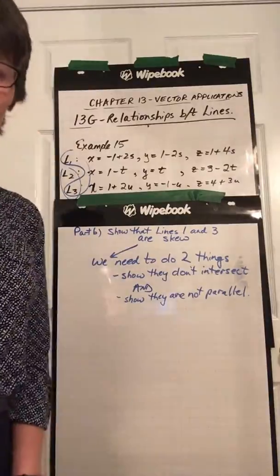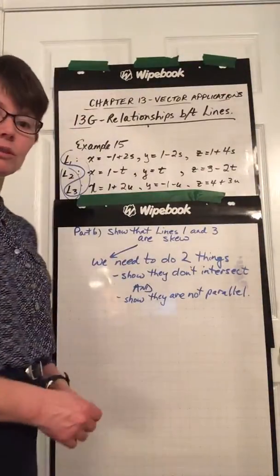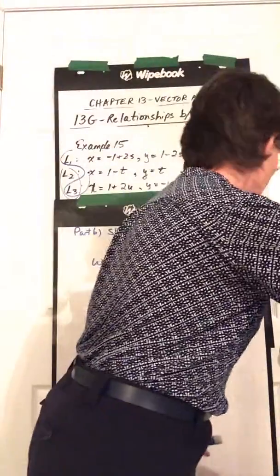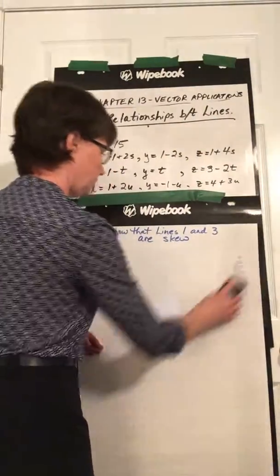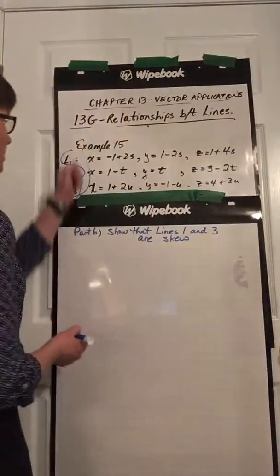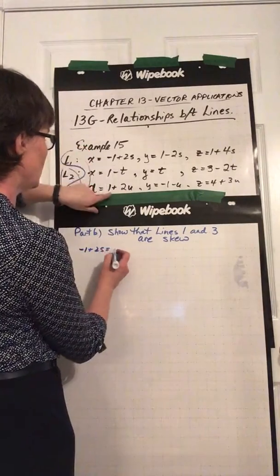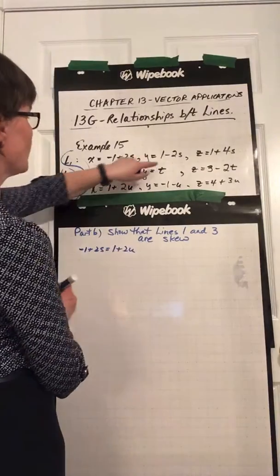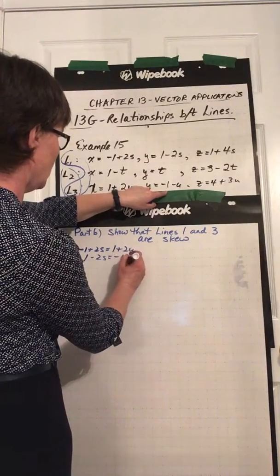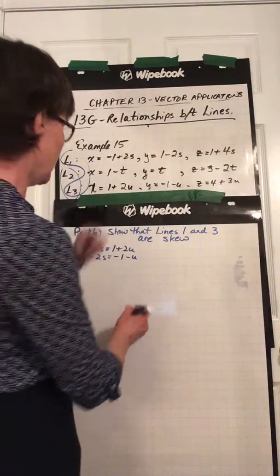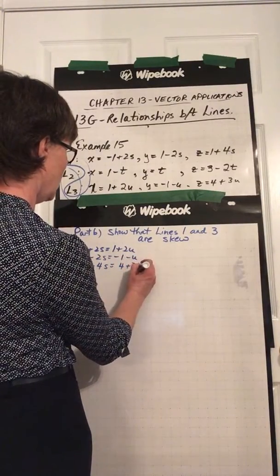Okay, so to show that they do not intersect, we're going to try to find that point of intersection. So we'll do the same procedure we did before. Finding that point of intersection means we're going to equate the x components, so -1 plus 2s is equal to 1 plus 2u. Equate the y components, 1 minus 2s equals -1 subtract u. And equate the z components, 1 plus 4s equals 4 plus 3u.